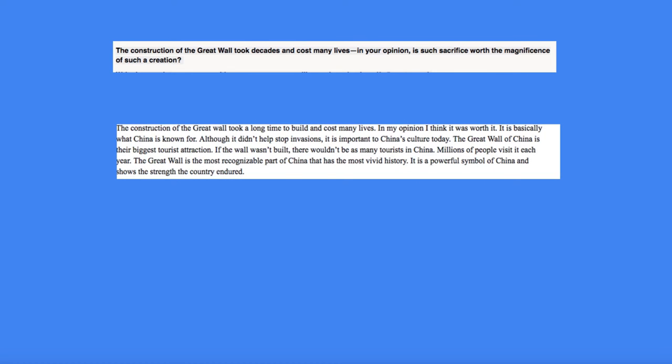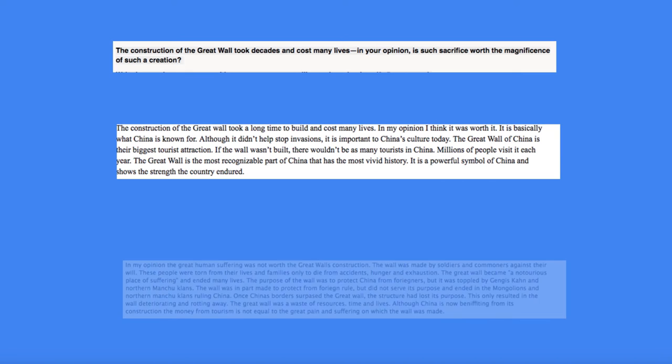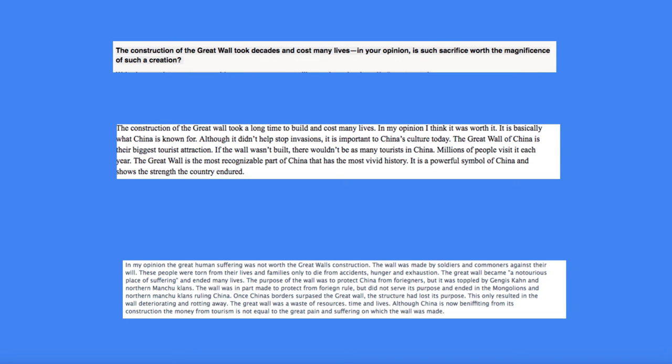I noticed that most students are finding success with this task, elaborating in their responses and using proper grammar, mechanics, and spelling, as shown by the following 2 examples. You can see here that the students made a claim stating the construction of the Great Wall was or was not worth it, and backing up their claims with evidence from the video. And as you can see, they elaborated quite nicely.